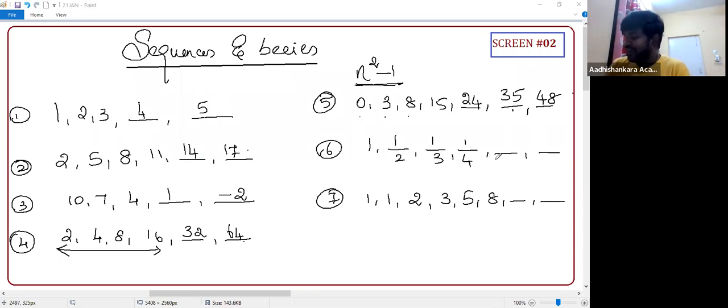I'm finding it very difficult, students are joining in our class. Earlier only old students, now I can see a lot of new students are here. That's great. So guys, can anyone tell me what are the next two terms here?